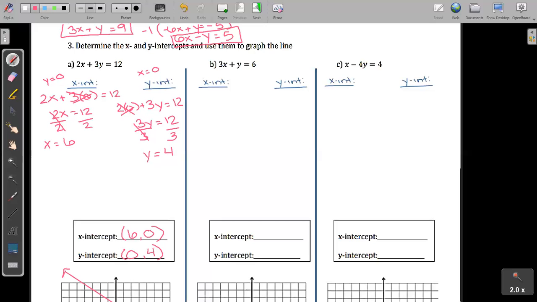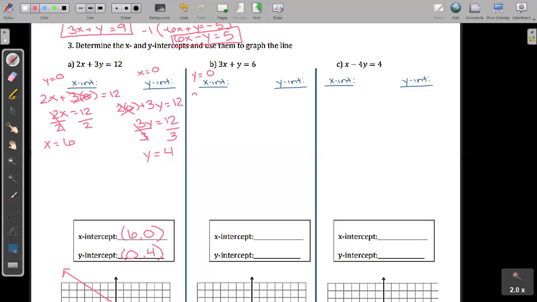Okay, we're going to continue on. So we need to find the x-intercept. So we're going to substitute 0 in for y and solve.